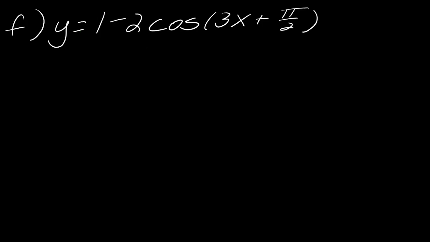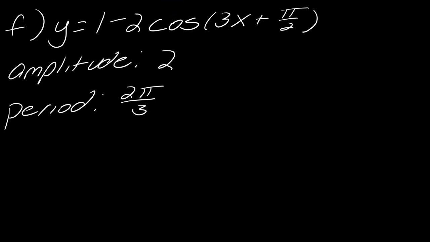So another one together. So I've got 1 minus 2 cosine of 3x plus pi over 2. So same thing. First amplitude and period. So amplitude is going to be 2, right? Because that's the number in front of the trig function. And then the period is 2 pi divided by 3. That 3 comes from right here. Okay, so that part we should feel pretty good with.